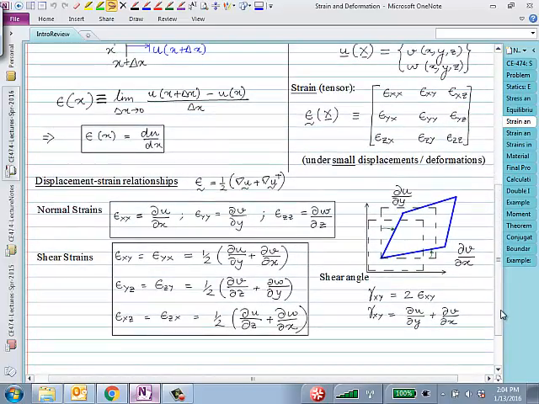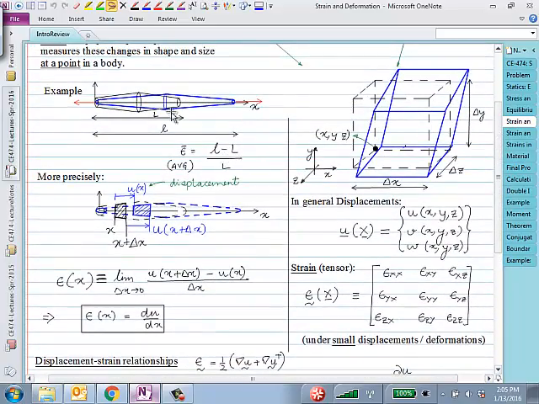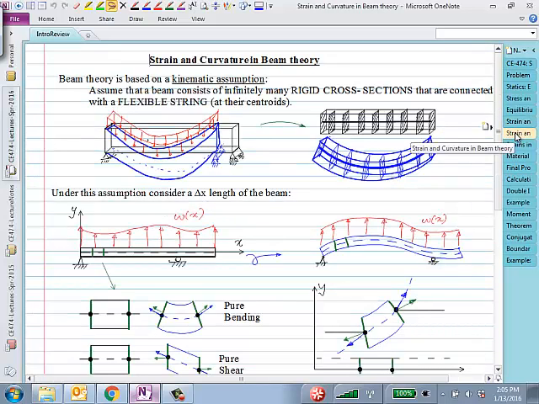But technically, when we talk about strain or a deformation of a body, it really is a 3 cross 3 matrix, just like the stress matrix. But the whole point here is our simple definition of change in length divided by original length is an average measure of strain. And to get a point-wise measure, we need to take derivatives of displacement. And how does that translate to beams? Let's talk about that.